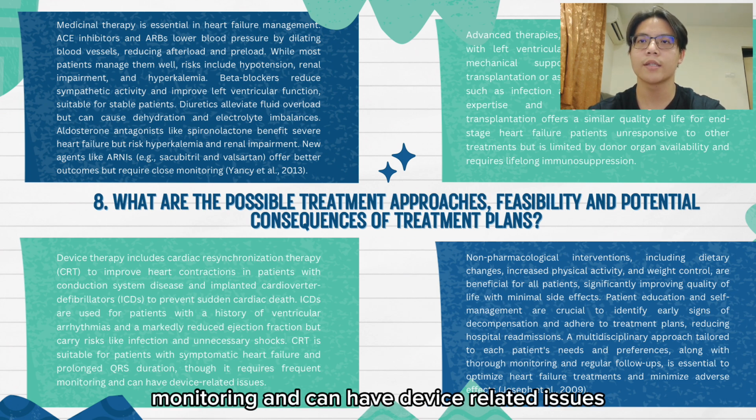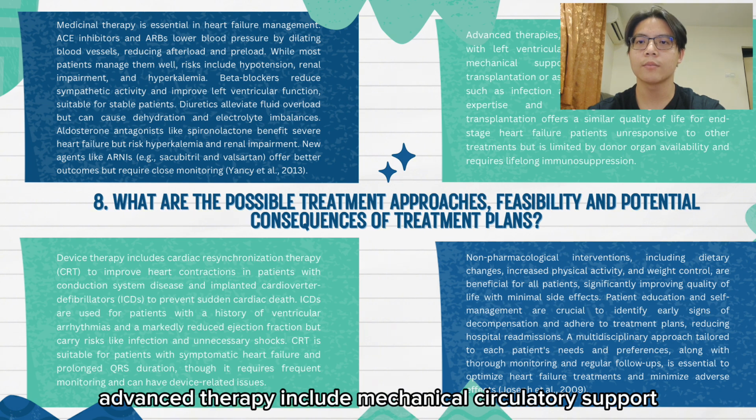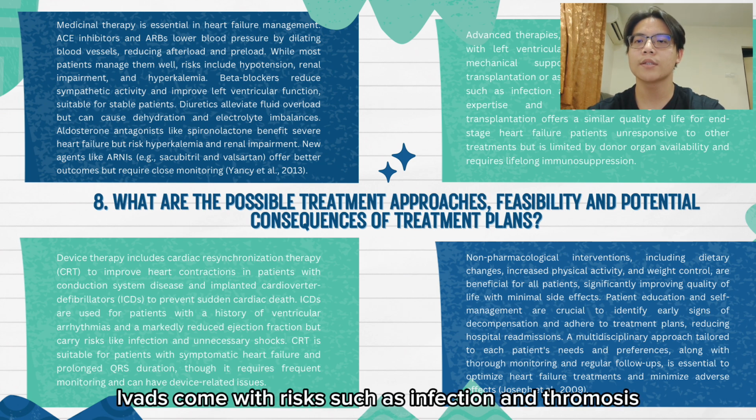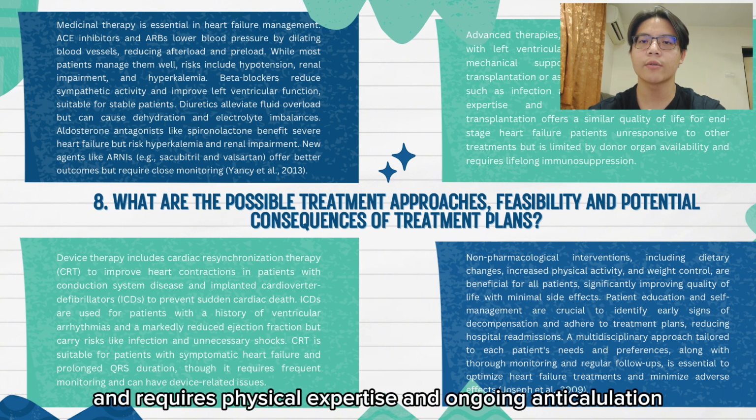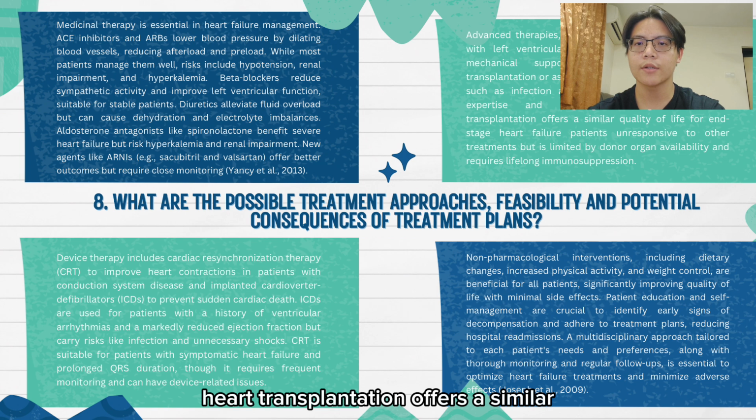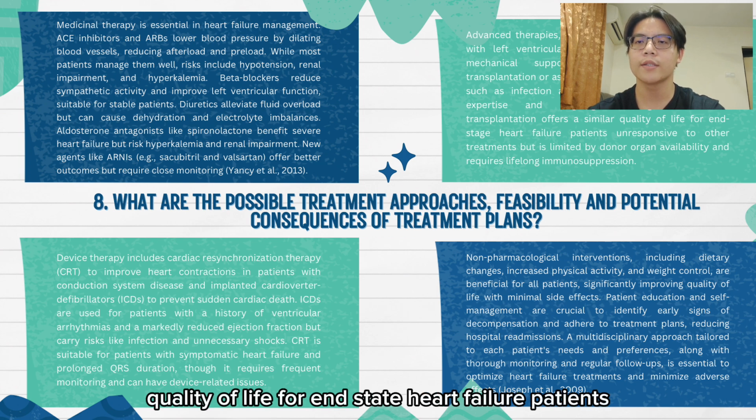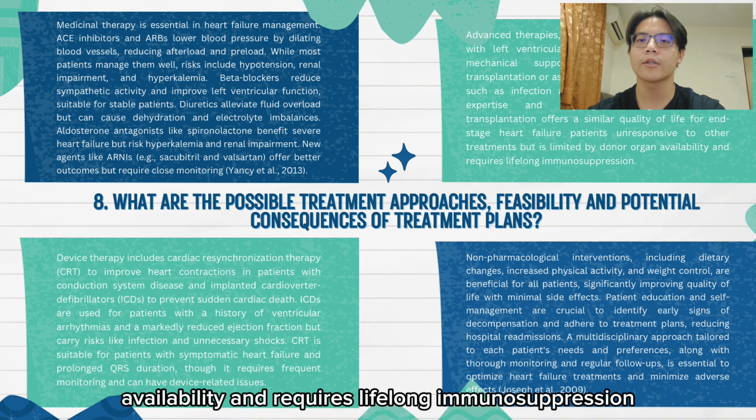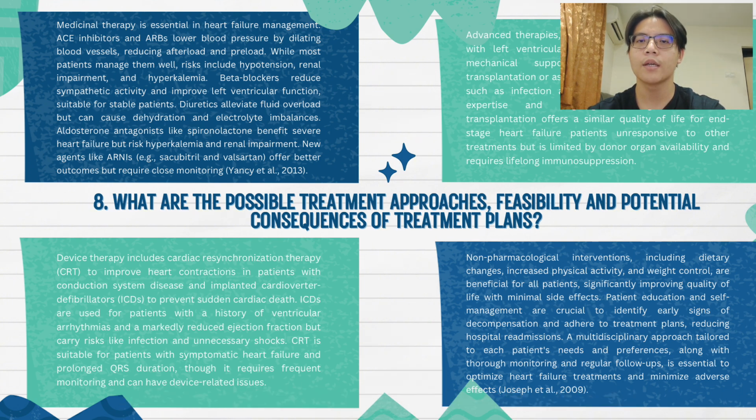and can have device-related issues. Advanced therapies include mechanical circulatory support with left ventricular assist devices, or LVADs, which provide mechanical support for those ineligible for transplantation or as a bridge to it. LVADs come with risks such as infection and thrombosis and require surgical expertise and ongoing anticoagulation. Heart transplantation offers a similar quality of life for end-stage heart failure patients unresponsive to other treatments. However, it is limited by donor organ availability and requires lifelong immunosuppression.